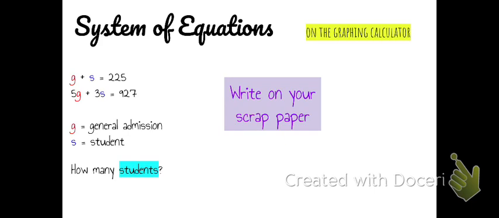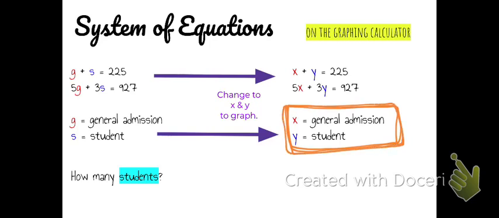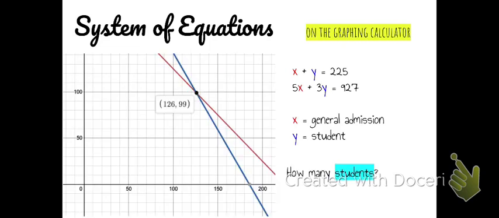And now I'm going to change these equations. Instead of G, I'm going to use X. Instead of S, I'm going to use Y. So I'm going to write those down, and I am going to be extra careful to write down now, what does the X represent? What does the Y represent? That way, when you graph it, you'll know, am I giving the X coordinate or the Y coordinate?